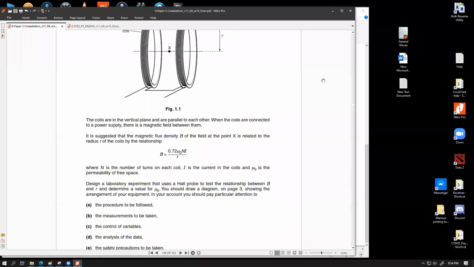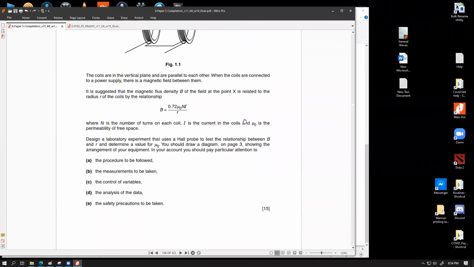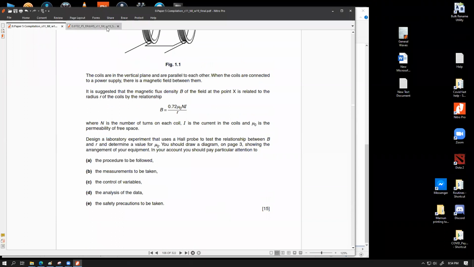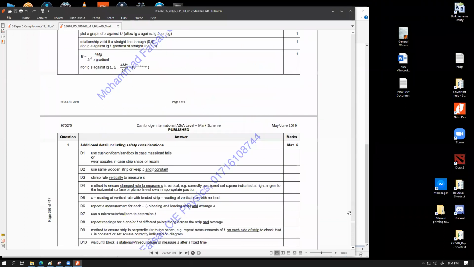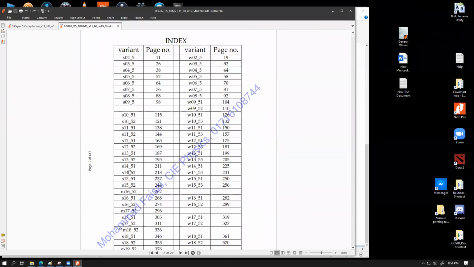Is that understood? Let's have a look at the mark scheme to find out what they have to say about this, and then I can go for the identical question that I just found right after that. This is May/June 1452. I might as well look at S1452 on page number 218.